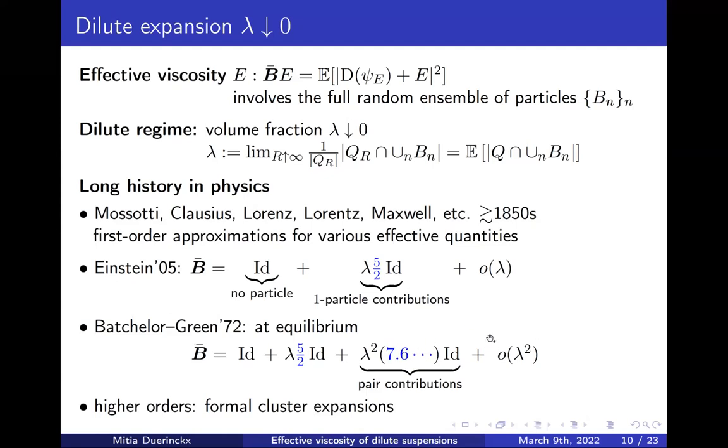And then, of course, there is a question about next orders. And actually, for next orders, the renormalization is not that clear, and was not that clear in physics. I mean, physicists were writing down some kind of formal cluster expansion, but I have not found anywhere in the physics literature any argument on how to renormalize, how to make sense of those objects. And this is something I will be fully discussing in the sequel.